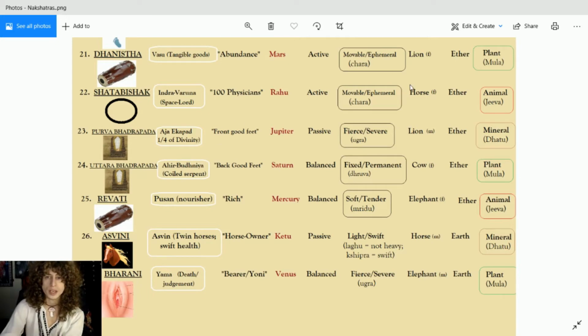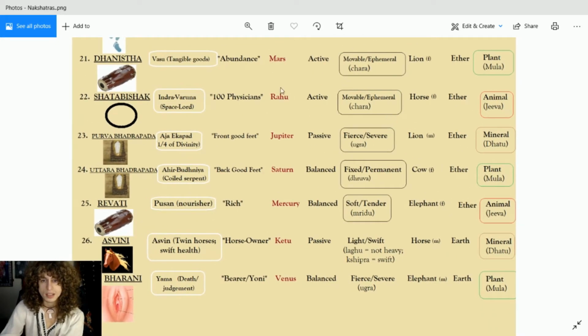Now, truth be told, you can really see that shared essence of all of the ether signs.